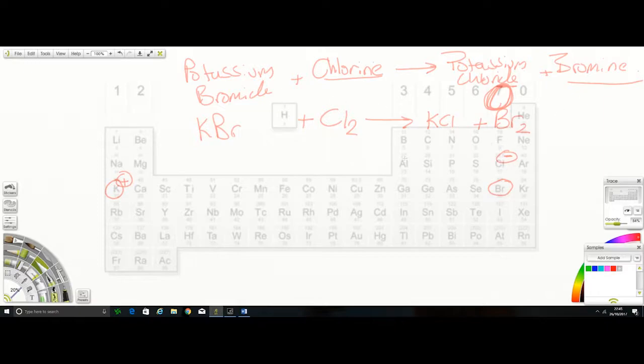Now we've got to just check if they are balanced. So we've got one potassium here, one potassium here, so far that's balanced. We've got one bromine here, but only 2 bromines here, so we need to balance this. Right, so now we've got 2 bromines. Our bromines are balanced, so I can tick those off. Next, I've got 2 potassiums here, but only 1 potassium here, so I'll put a 2 there. And that will mean that I've got 2 potassiums here, 2 potassiums there, so I'm going to tick off my potassiums. And my chlorine, I've got 2 here and 2 here, so I can tick that off. It's all nice and balanced.